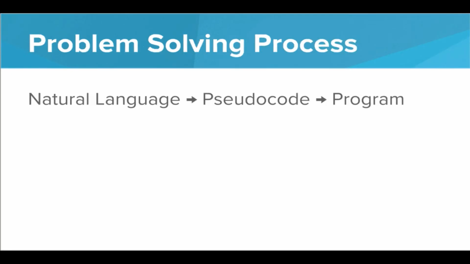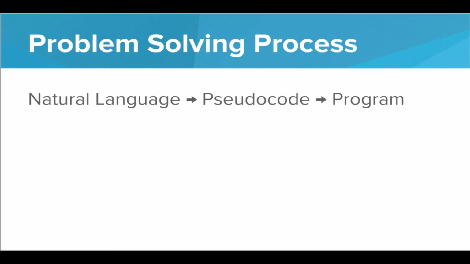So the problem-solving process should really look a little like this. We should develop our algorithm in natural language, just English or Spanish or any natural language. Then develop the algorithm in pseudocode, which is not really code. It's kind of in between natural language and code. And then once we have it in pseudocode, it's very easy to go from that to a program.